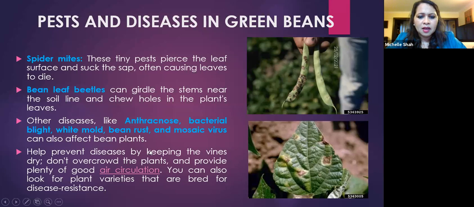Other diseases that affect bean plants are anthracnose, bacterial blight, white mold, bean rust, and mosaic virus. That is anthracnose; you'd see it appearing in these sunken spots on the pod here. And then we saw the leaf symptoms appearing on the leaf in this photo. We help prevent diseases by keeping the vines dry, not overcrowding plants, and providing plenty of good air circulation. You can also look for plant varieties that are bred for disease resistance.